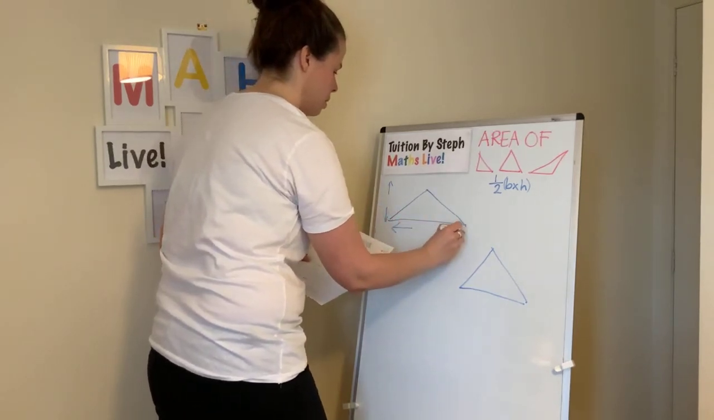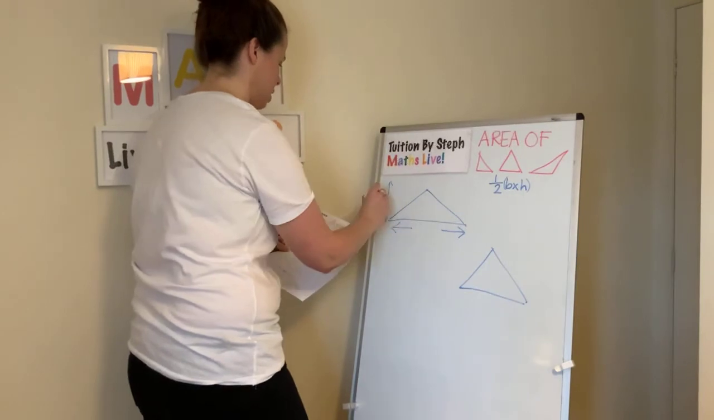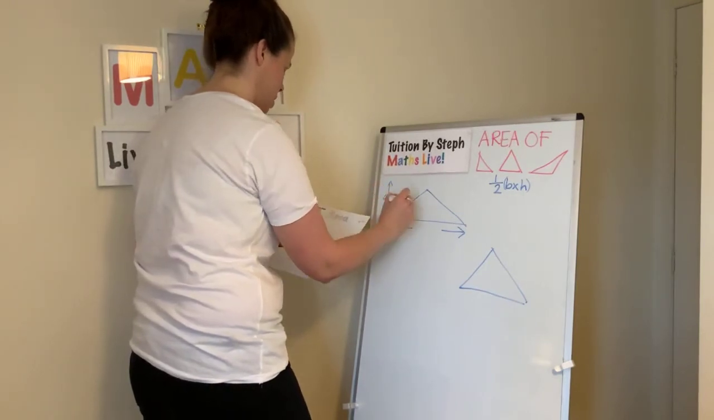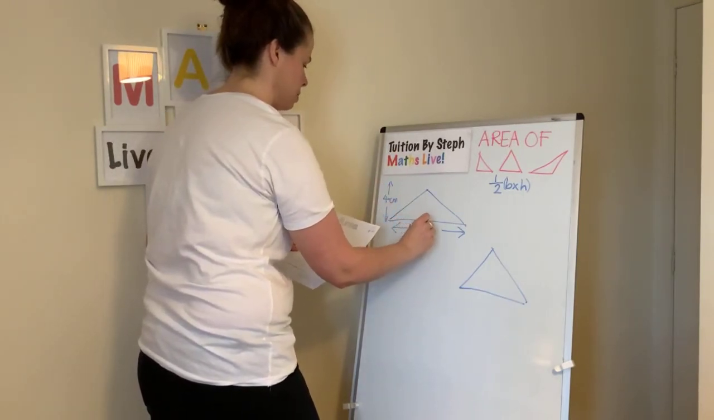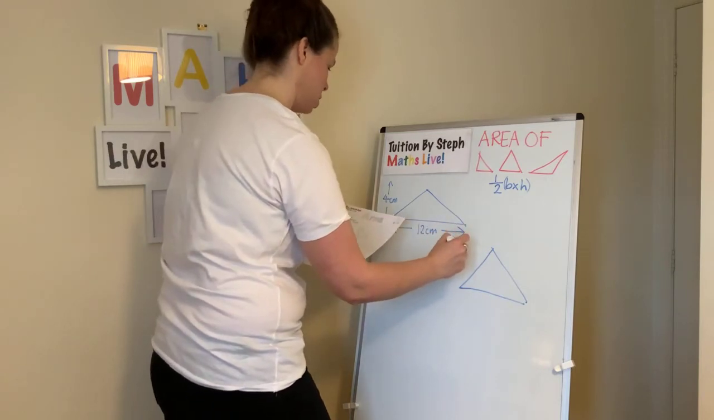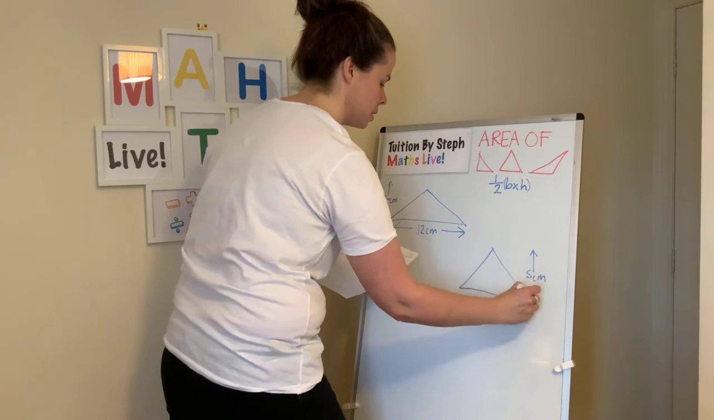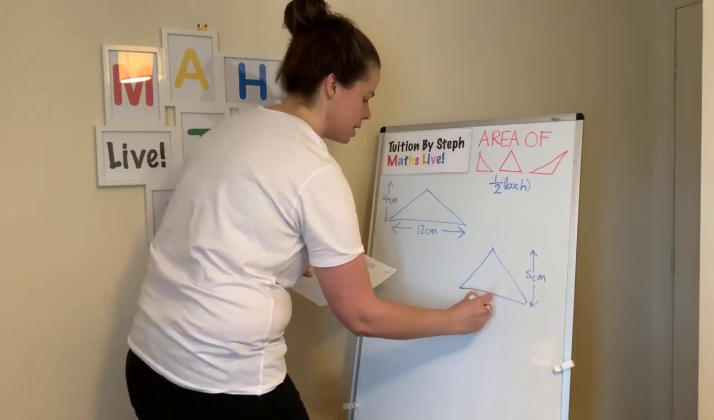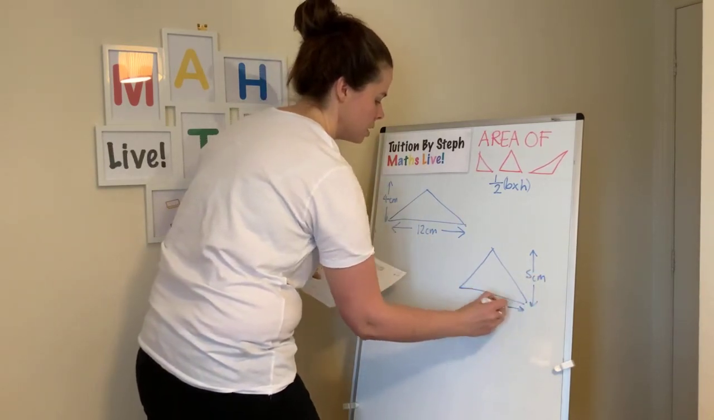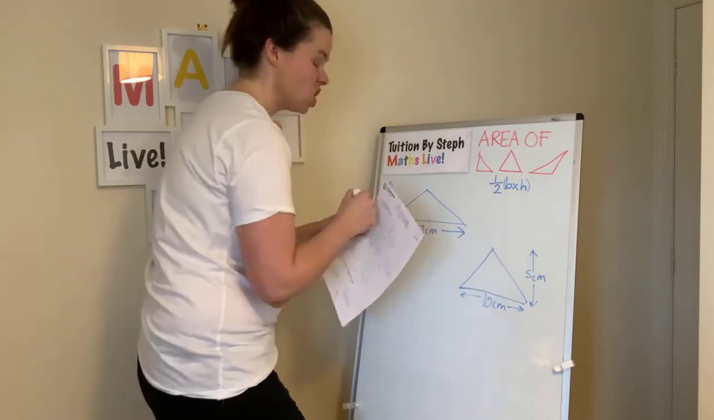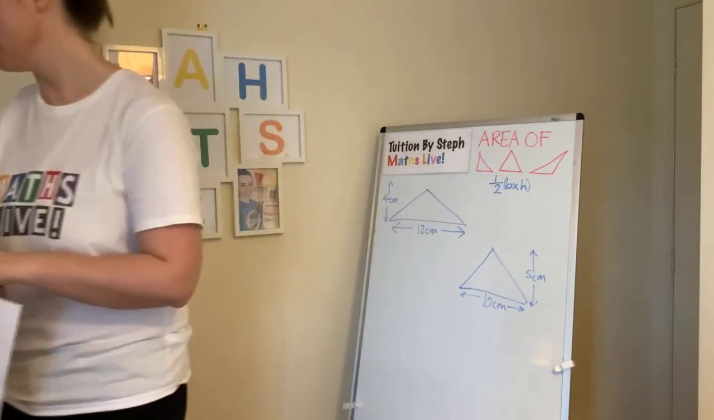There we go. So this one, I'm going to say is 4 centimetres, and this one is 12 centimetres. And this one is 5 centimetres, and this is 10 centimetres. So can you find the area of these isosceles triangles? Have a go.